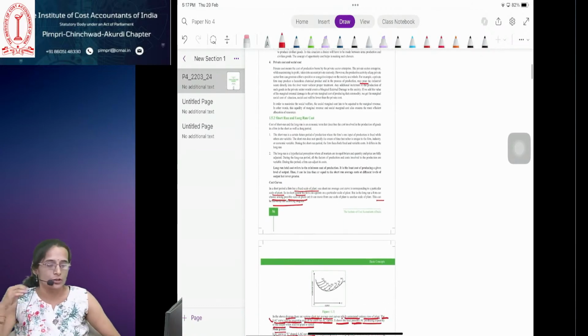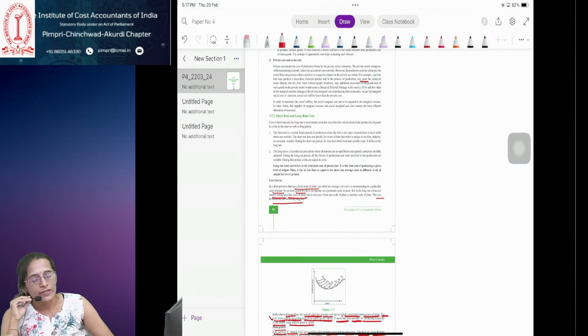Short run and long run cost. So what we saw previously, in the short run there are two types of costs. Which type of cost were we seeing? Fixed and variable cost. And in the long run, all costs are variable, right? And in the long run, the scale of production increases, right?